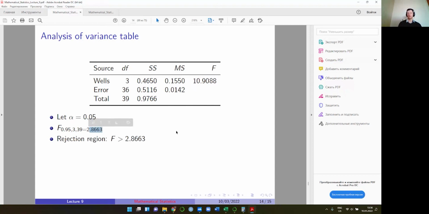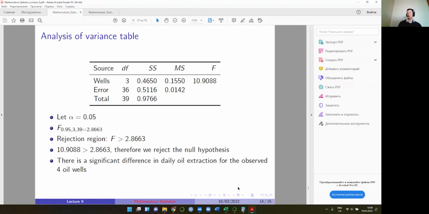So what do we see? We see that our F statistic exceeds the critical value, therefore we reject the null hypothesis. So practically, what does it mean that we reject the null hypothesis? There is a significant difference in daily oil extraction for the observed 4 oil wells. But the problem for us is that we don't know which oil well differs from the others, or maybe several of them are different from the others. And that's what we are going to do in the next lecture: how to identify which oil well exactly differs and in which direction, either worse or better productivity.